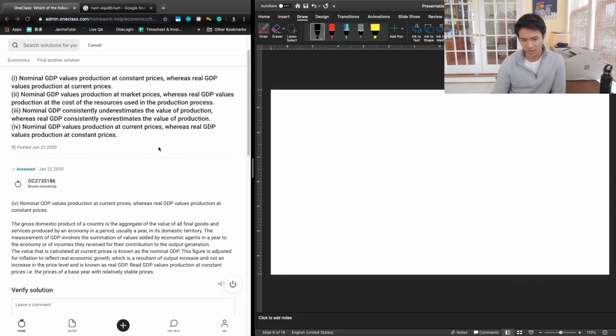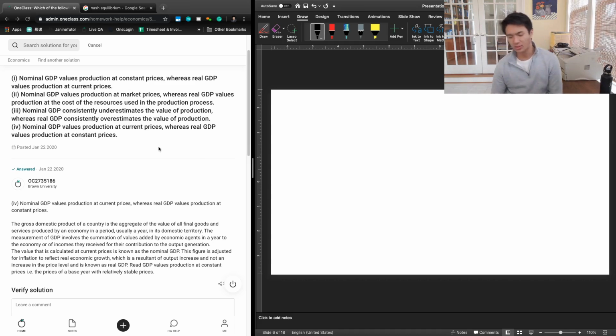And they say that the GDP of a country is the aggregate of the value of all final goods and services produced by an economy in a period, usually a year, in its domestic territory. Measurement of GDP involves a summation of values added by economic agents in a year to the economy or of incomes they received for a contribution to the output generation. The value that is calculated at current prices is known as nominal GDP. This figure is adjusted for inflation to reflect real economic growth, which is a result of output increase and not increase in the price level. It is known as real GDP. Real GDP values production at constant prices, i.e. the prices of a base year with relatively stable prices.